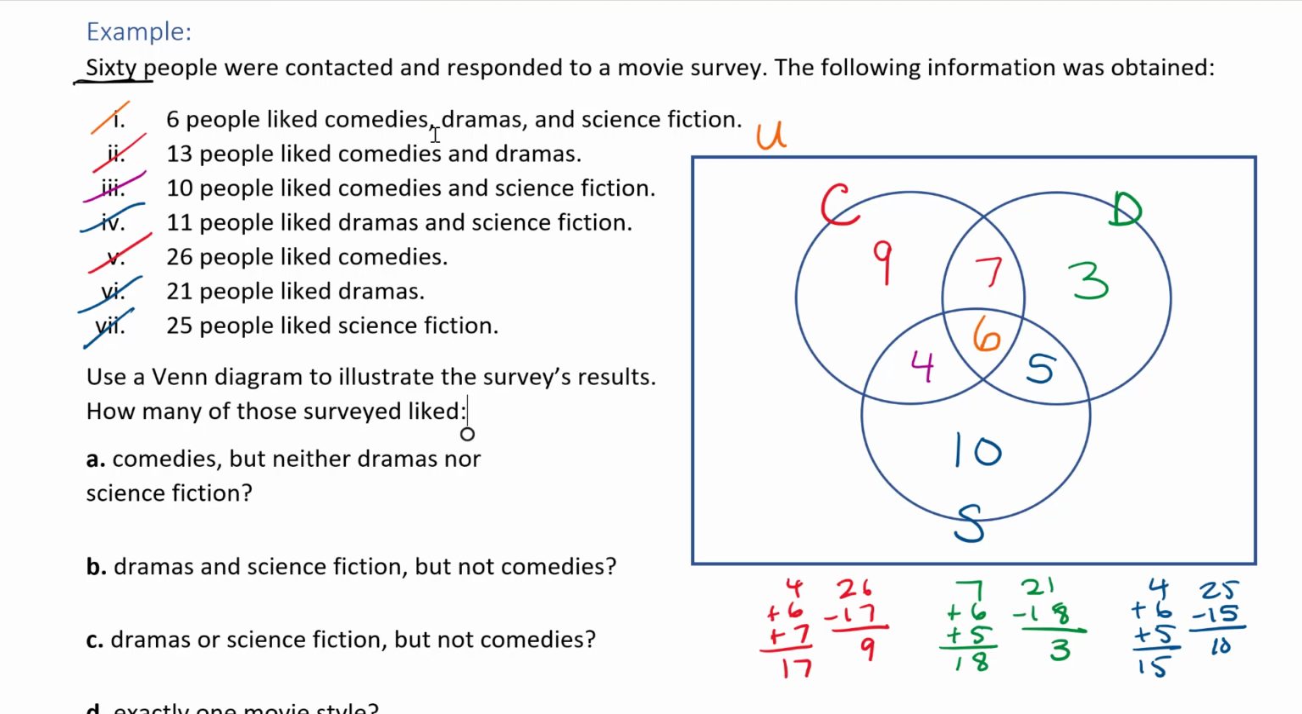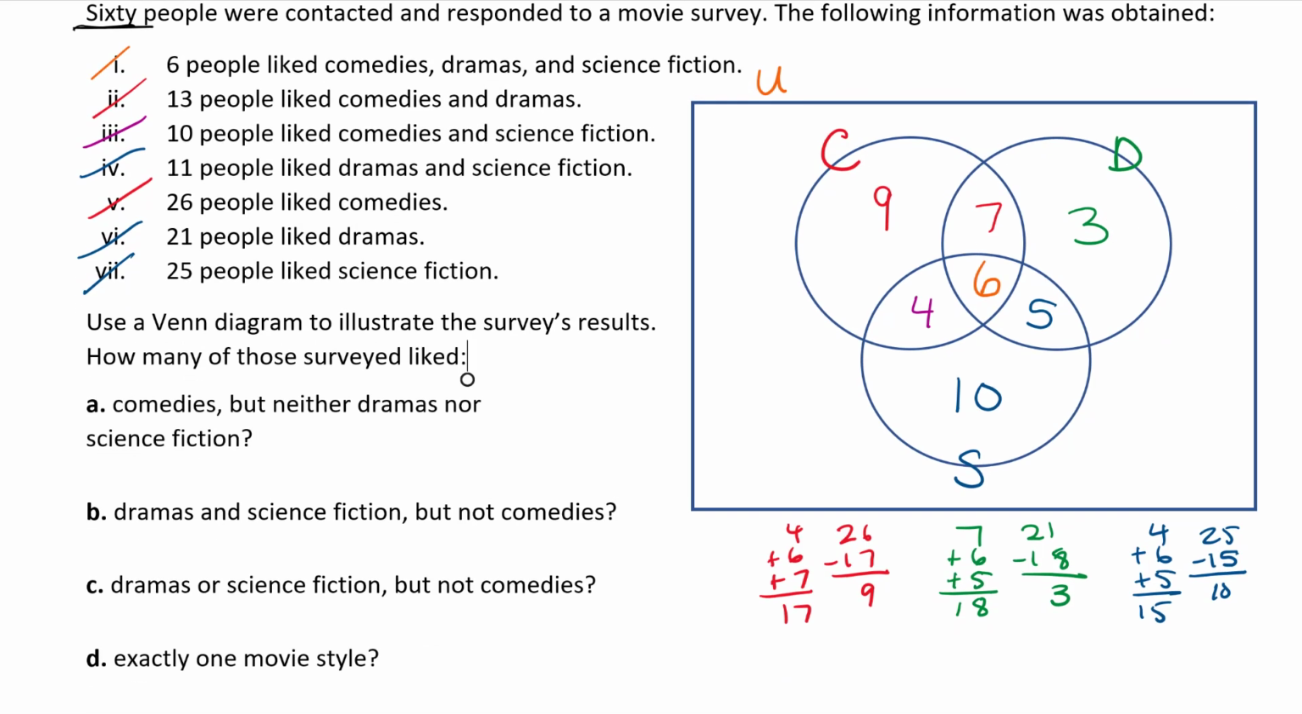So I'm just going to do this in a calculator. 9 plus 7 plus 3 plus 4 plus 6 plus 5 plus 10. And all of these values added up to be 44. So to get the value of the outside group, I'm going to take 60, which was the total number of people surveyed, minus the 44 that are already placed, and that's going to get me 16. So 16 people that were surveyed didn't like any of those types of movies.